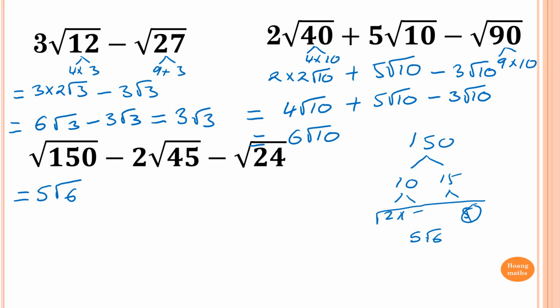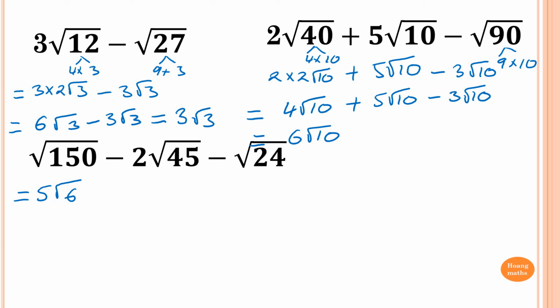Now, what happened is minus 2 square root of 45. Now 45 is 9 times 5, right? So square root 9 is 3, 3 square root of 5. There you go. And 24, of course, is 6 times 4, correct? Square root 6, you can't do anything. So I'm minus. 24 is 4 times 6, so square root 4 is 2, so 2 square root of 6.